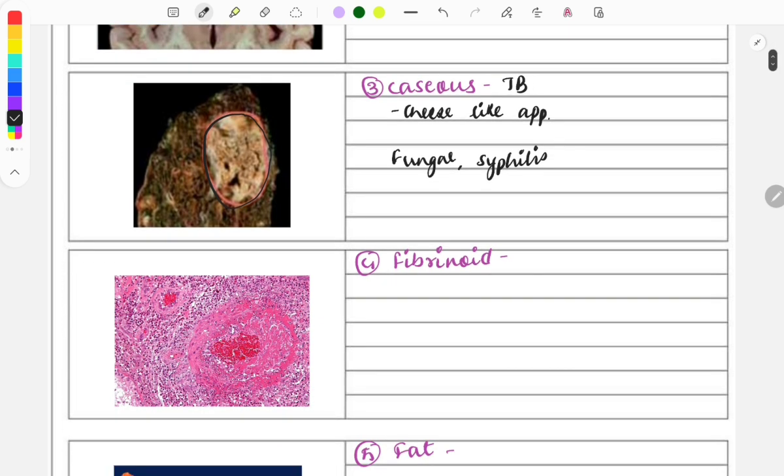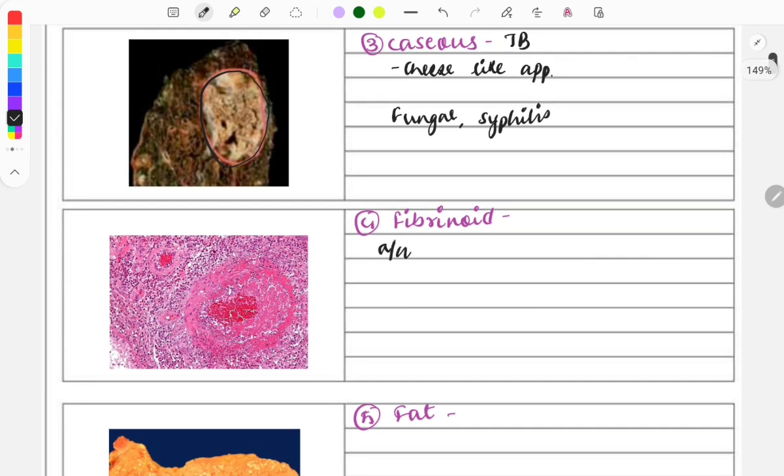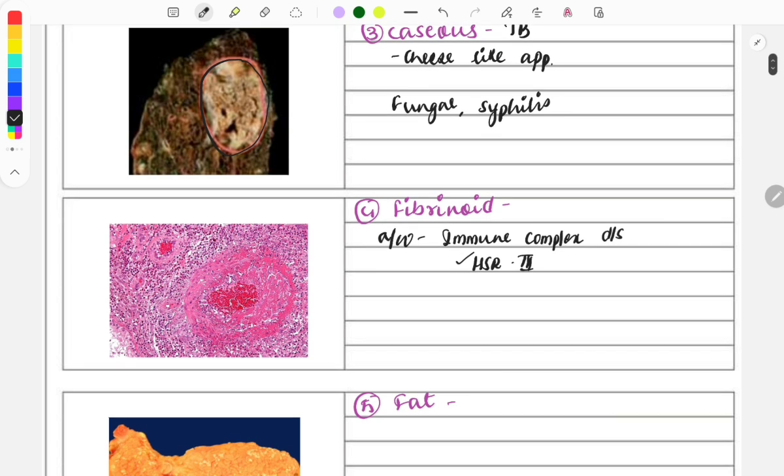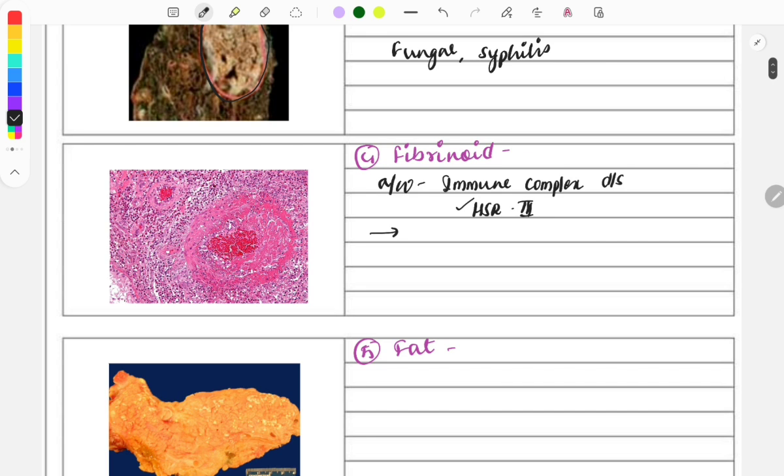Then moving on to fibrinoid necrosis. This type of necrosis is associated with immune complex diseases, and it is a type of hypersensitivity reaction, hypersensitivity reaction type 3. There is deposition of fibrin and fibrinoid material in the necrotic part. This type of necrosis is seen with 3 important diseases: malignant hypertension, Aschoff bodies, which are seen in rheumatic heart disease, and polyarteritis nodosa.